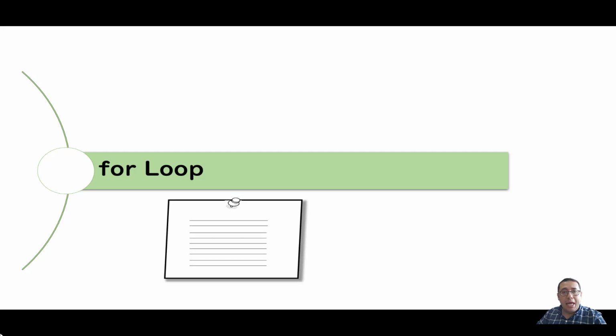Imagine you have a code and there is a part in that code you need to repeat several times. You have two options to do that. The first one is the for loop and the second one is the while loop. In this video I'm going to talk about the for loop.